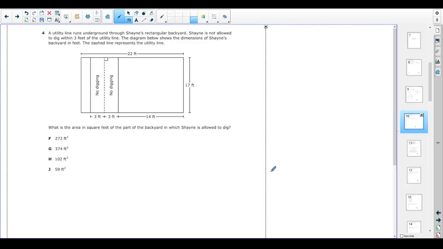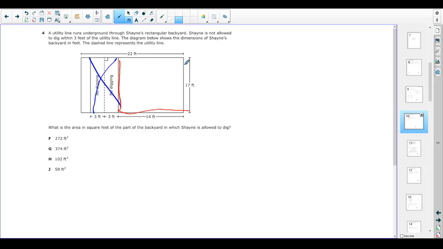Okay, number 4. This is the first one that was a little bit tricky. What is the area in square feet of the part of the backyard where Shane is allowed to dig? So this is his whole backyard, this big rectangle, but he cannot dig in here. We want this area, and we want this tiny area. Let's start with this rectangle here. Perfect draw. This is 14 feet by 17 feet. Area of a rectangle, base times height, 14 times 17.